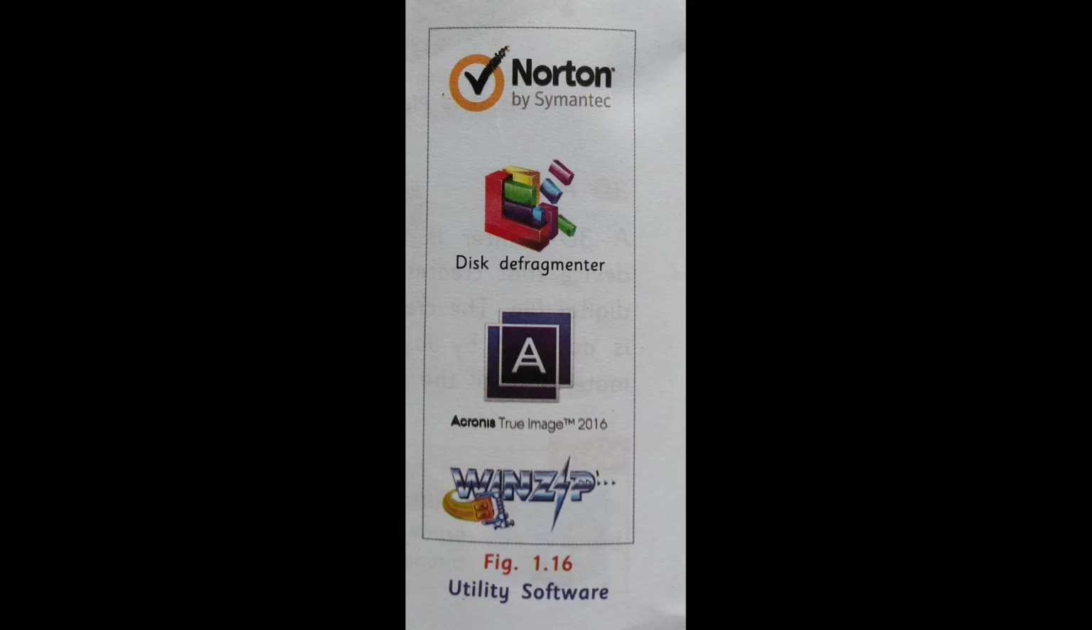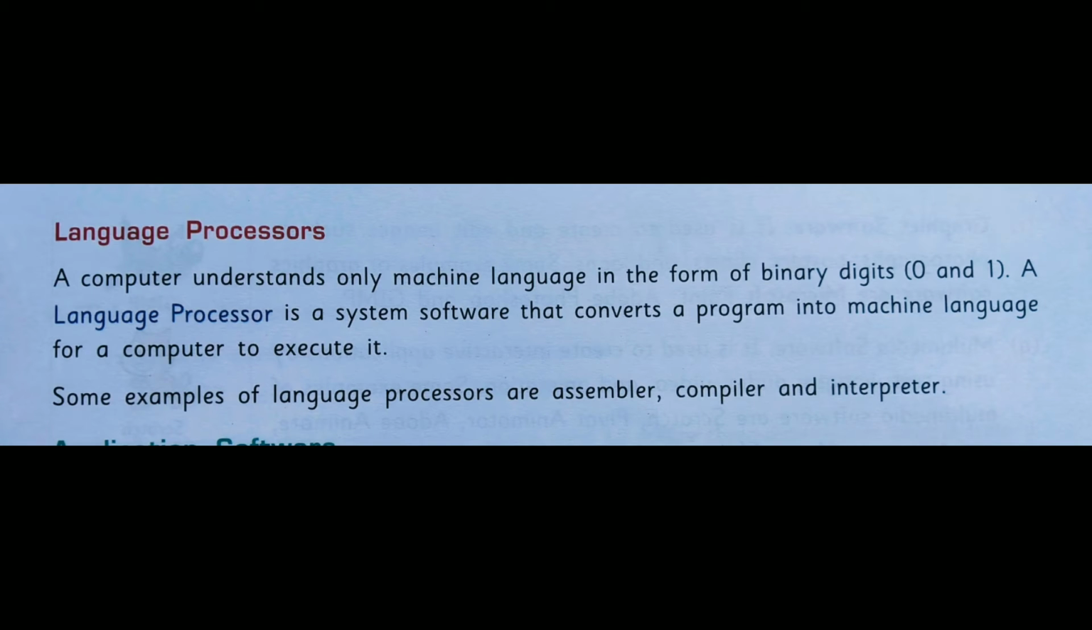Now we'll discuss language processor. So what is a language processor? A computer understands only machine language in the form of binary digits. A language processor is a system software that converts a program into machine language for a computer to execute it. Some examples of language processor are assembler, compiler, and interpreter.